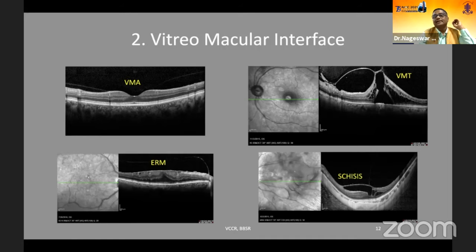And sometimes you will see in high myopic eyes, pathological myopia, that there is a split in the nerve fiber layer, which is called macular schisis. You will see schisis cavities there.